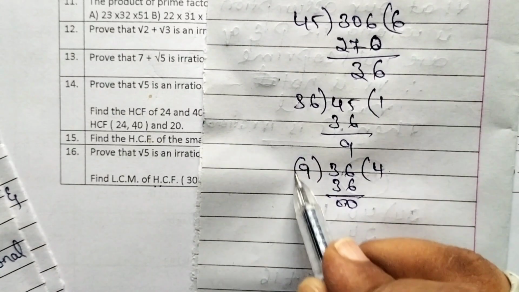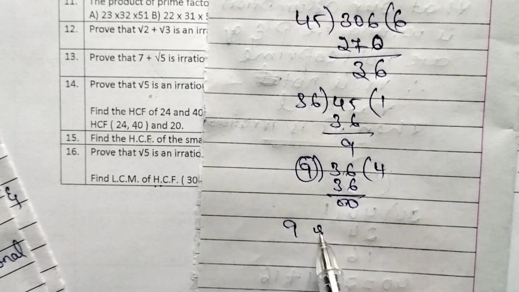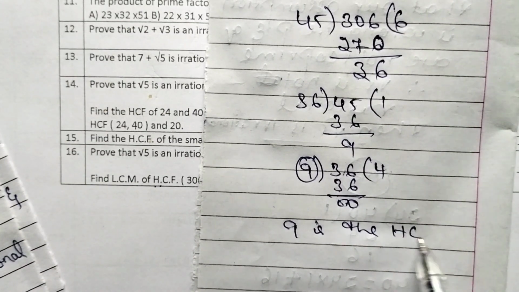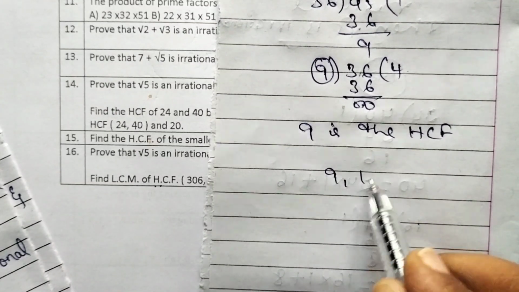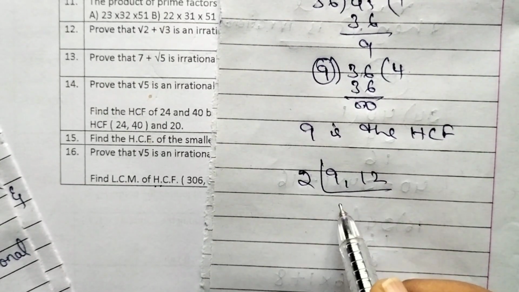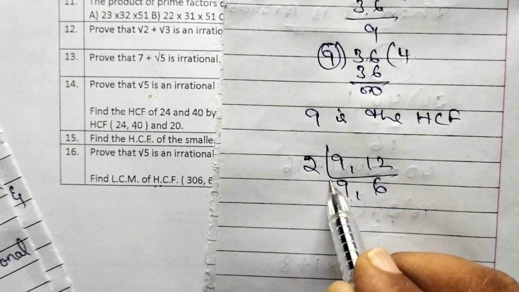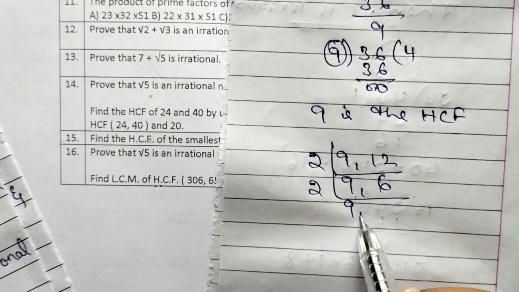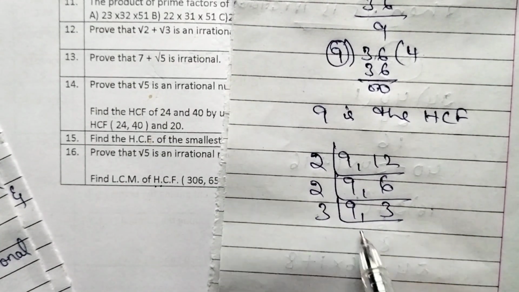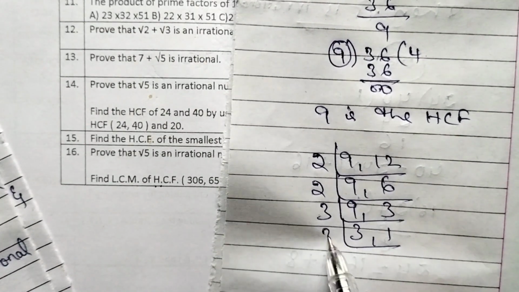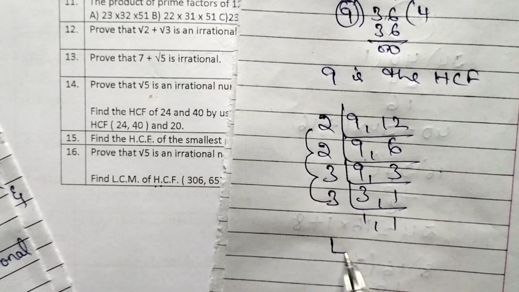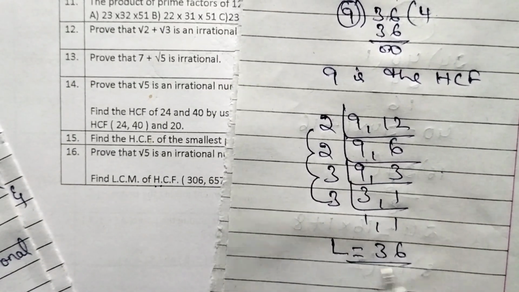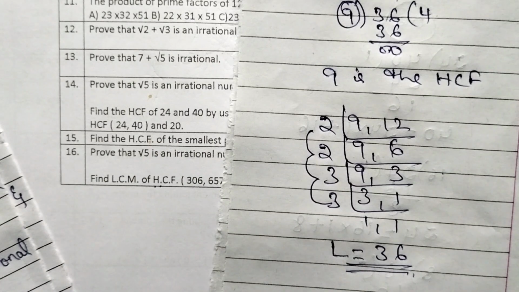When the remainder is 0, the divisor is the HCF. So 9 is the HCF. Now we have to take the LCM of 9 and 12. Find the LCM for 9 and 12. 9 as it is, 2 6s are 12, then again by 2, 9 as it is, 2 3s are 6. Now you divide by 3, 3 3s are 9, 3 1s are 3, then again by 3, 3 1s are 3, 2 2s are 4, 4 3s are 12, 12 3s are 36. So LCM is equal to 36. So like this we have to find out the LCM of the given numbers.